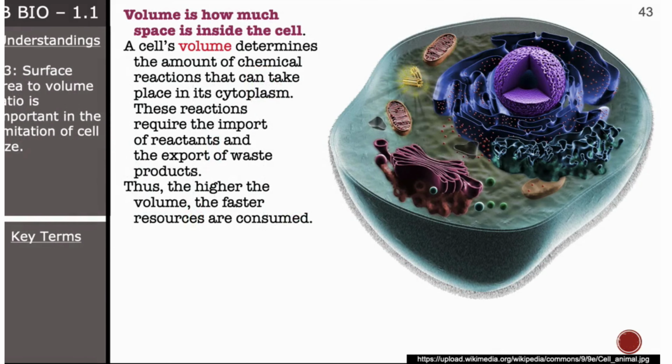Volume is how much space is inside the cell. A cell's volume determines the amount of chemical reactions that can take place in its cytoplasm. These reactions require the input of reactants and the export of waste products. So, the higher the volume, the faster resources are consumed. The reactions going on here are called the metabolism of the cell. The rate of metabolism really depends on the volume of the cell and the cell surface.